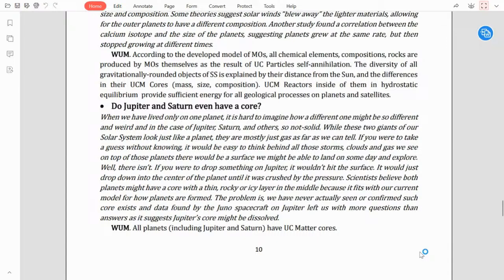The problem is we have never actually seen or confirmed such a core exists, and data found by the Juno spacecraft on Jupiter left us with more questions than answers, as it suggests Jupiter's core might be dissolved. In the model, all planets, including Jupiter and Saturn, have UC matter cores.